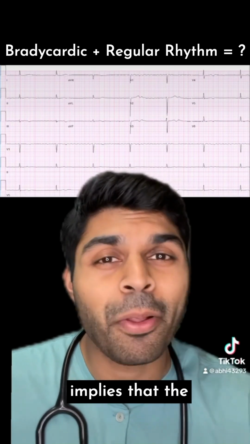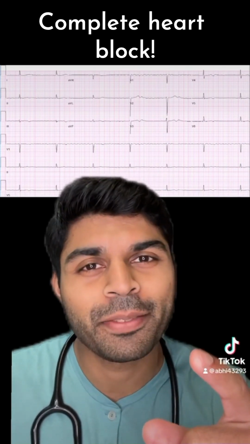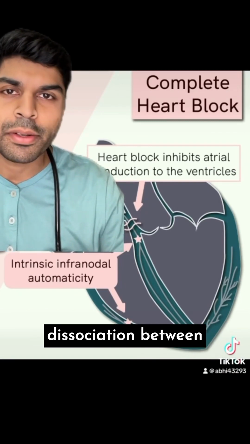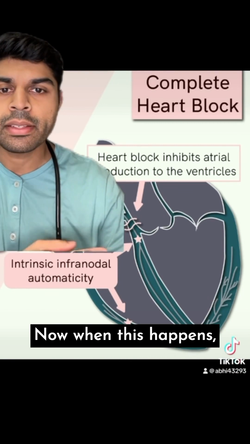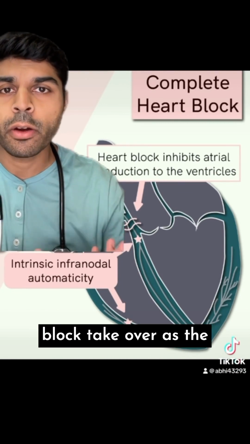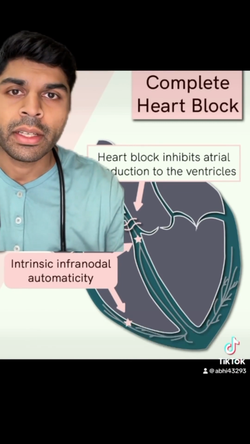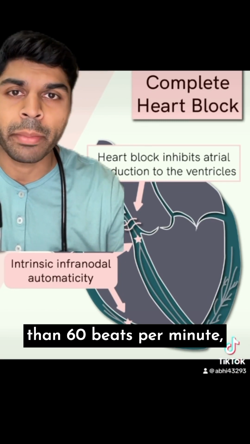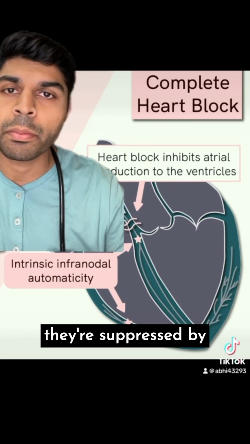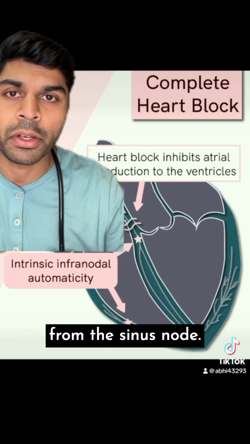That's right, it implies that the patient is in complete heart block. In complete heart block, there's complete dissociation between what's happening in the atria and the ventricles. Now, when this happens, tissues distal to this block take over as the pacemaker for the heart. These tissues do have an intrinsic pacemaker ability, but it's slower than 60 beats per minute, meaning that normally they're suppressed by the faster rate coming from the sinus node.